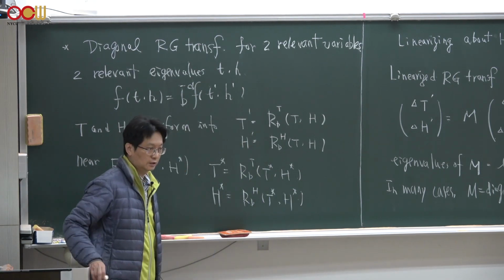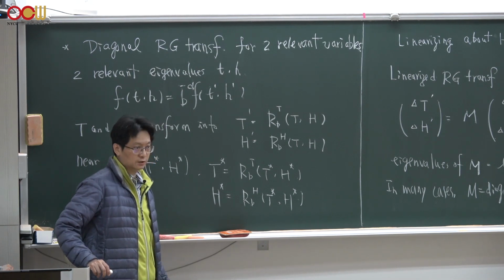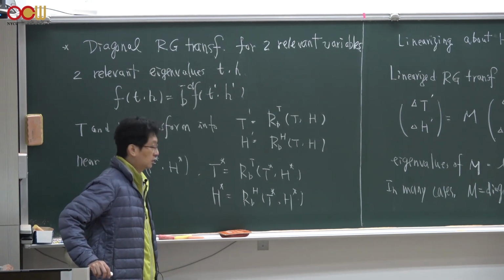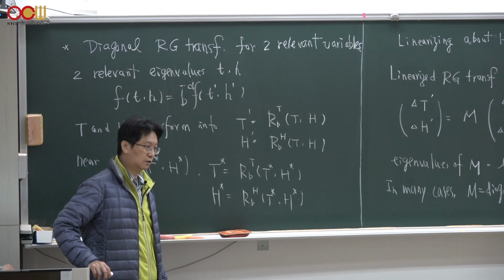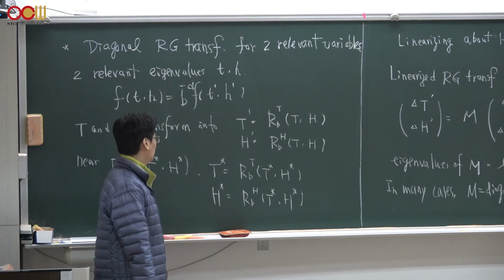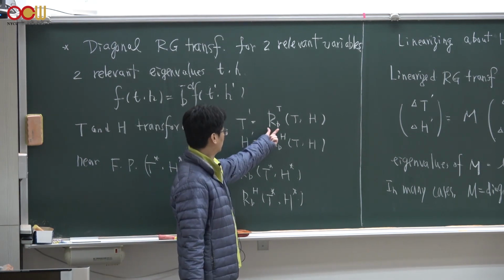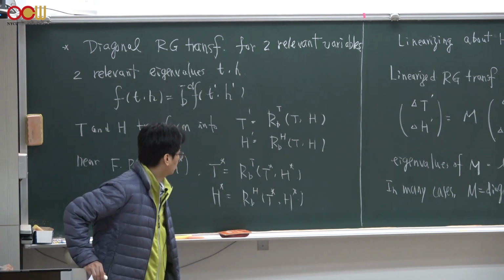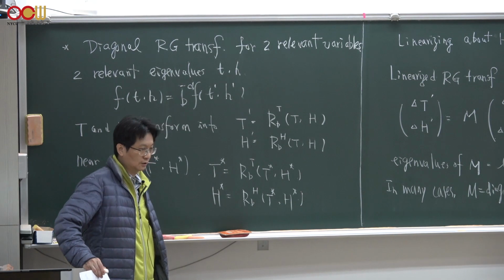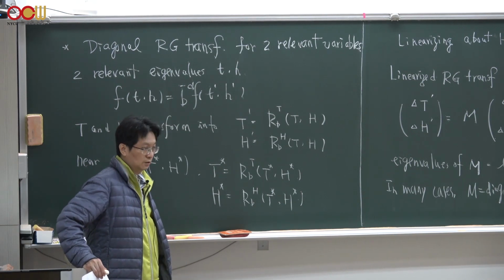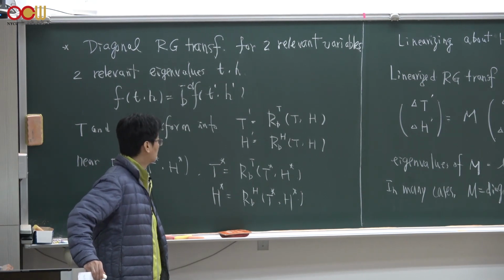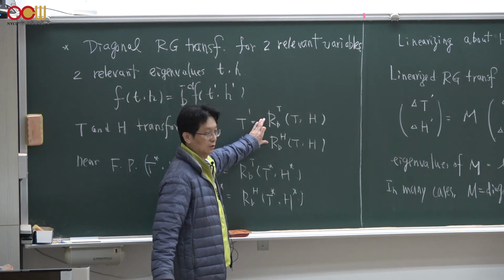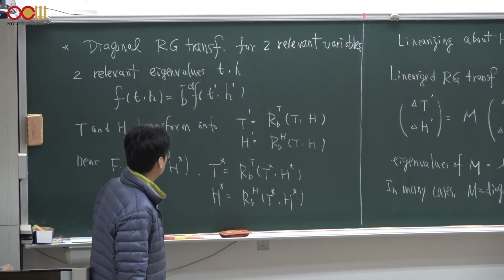Of course, in most cases, if t represents temperature and h the field, then t and h are orthogonal directions, so they don't mix. And as a result, this R_bT and R_bH are just functions of t and h only. But in general, we can consider the 2 variables as transformed under the most general linear transformations.